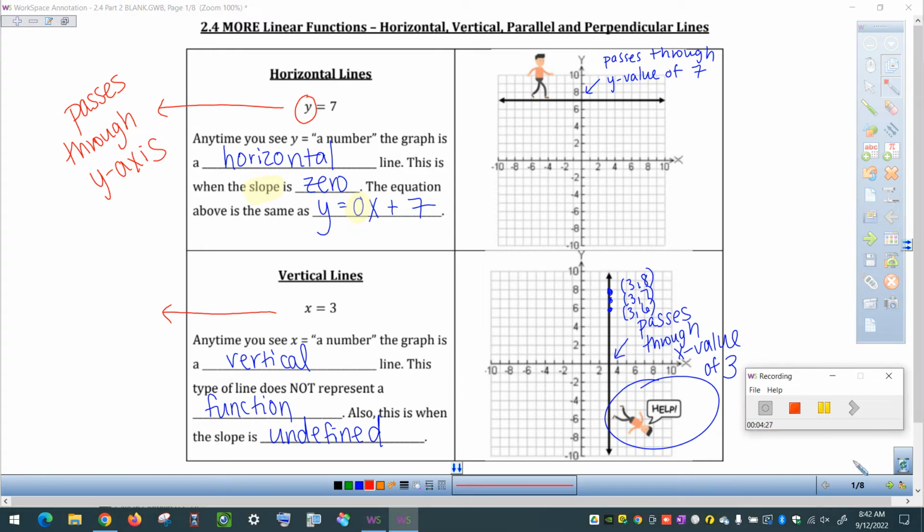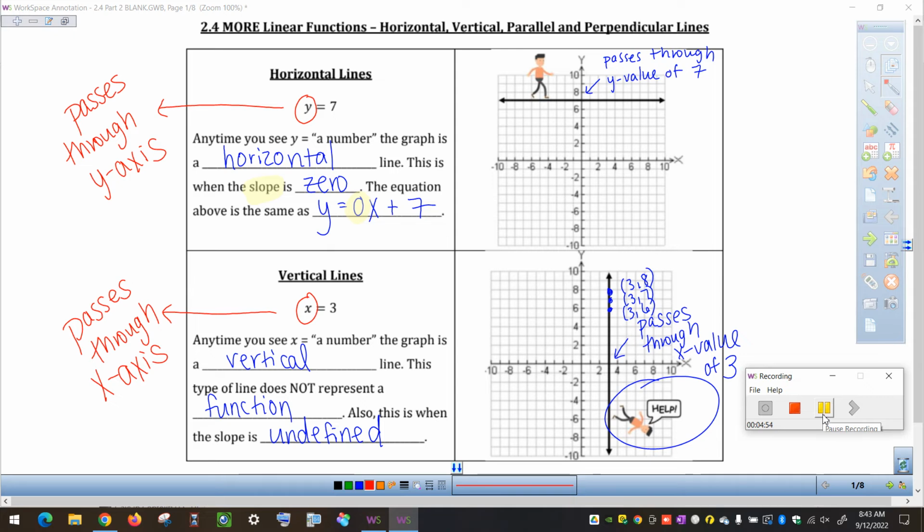All right, and then it's going to be just the opposite for the other situation. So if you have an x that's represented here in our equation, we're going to remember, okay, that is a line that passes through the x-axis. So whatever variable you see is the axis that it is passing through.